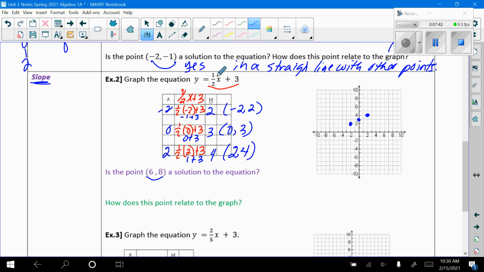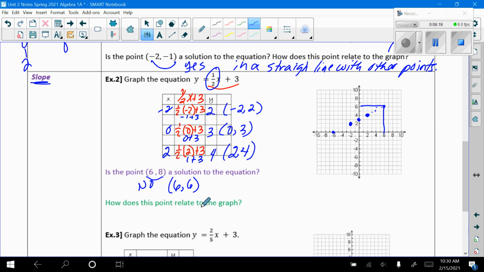Well, my slope here is 1/2. So if you know your slope, we can go down 1, back 2, down 1, back 2, down 1, back 2. There's negative 6. Positive 6 would be the other direction, so it would be up 1 over 2, up 1 over 2. So at 6, I'm actually at 3. So no.